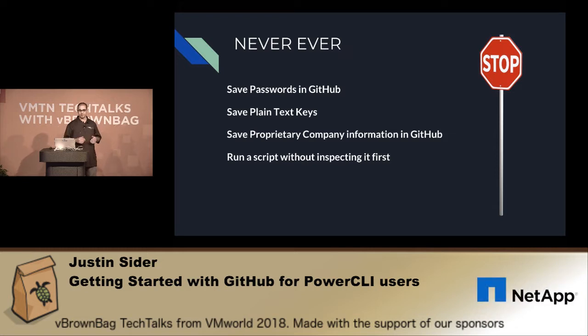All right, never save your passwords in GitHub. I feel like I should preface with that. No plain text keys, make sure they're always encrypted. Don't save any proprietary information, like maybe IP space or general network layout, whatever you would consider proprietary. And if you're downloading somebody else's stuff, don't just run it. Inspect the script, inspect the software, whatever you're doing.